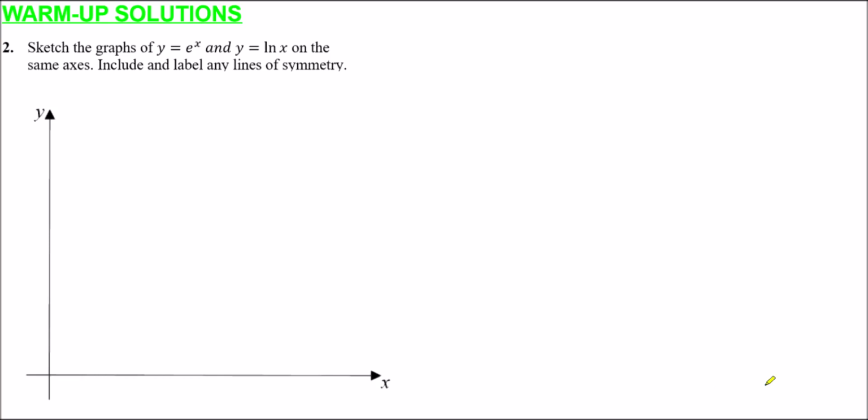Question 2: sketch the graphs of y equals e to the x and y equals ln x on the same axes, and also include and label any lines of symmetry. This is just a test of understanding. You need to remember and need to know that e to the power x and the natural log of x are inverses of each other.